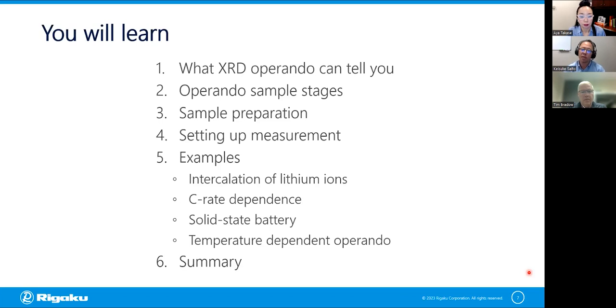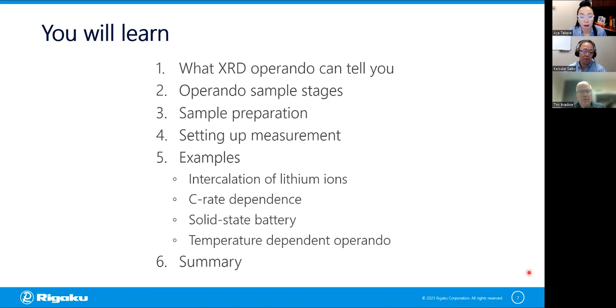Today I prepared some examples. First of all, this is about intercalation of lithium ions. This is a classic, most typical operando XRD measurement and analysis. I also have an example on the C-rate dependency. It means, if you accelerate your charging and discharging, what happens to your sample? One day I tried to see it through X-ray diffraction.